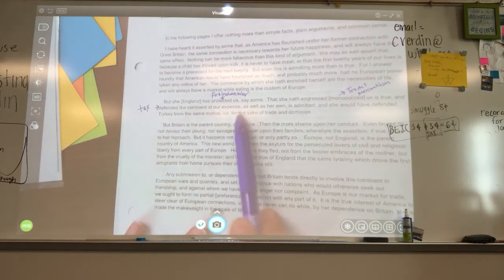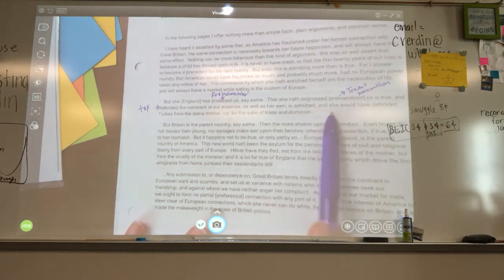She, at our expense, as well as her own, is admitted. She would have defended Turkey for the same motives. So would she have protected another country if it dealt with trade? Yeah. She doesn't care about who we are. She just cares about what? The money. Is that egging on the war?